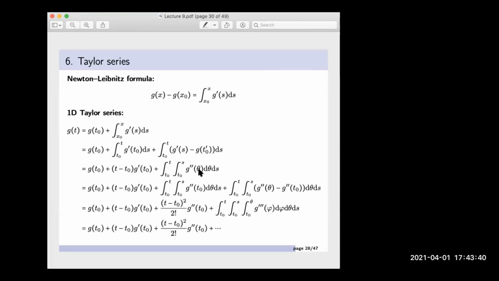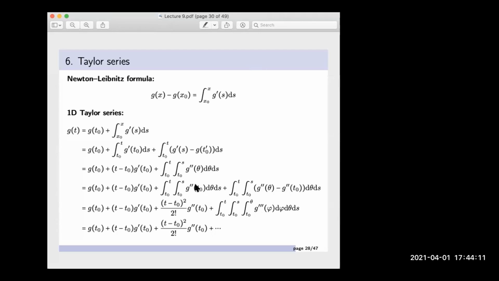Derivative of this derivative would be double derivative. That's why you have a double derivative of g here. Now you can further change this double derivative into two parts. The first part is just this double derivative at t0. The second part is the difference. And the difference would become a triple derivative, the integral of the triple derivative.